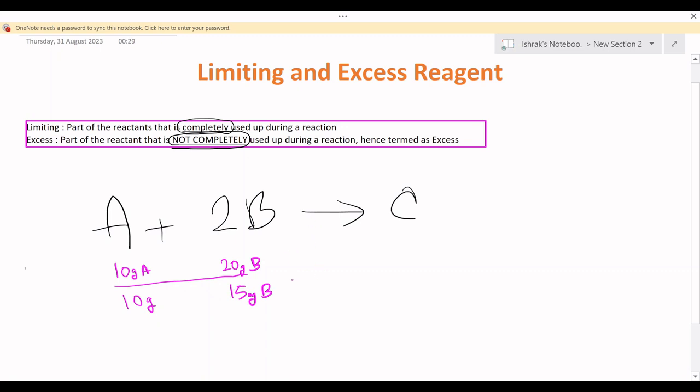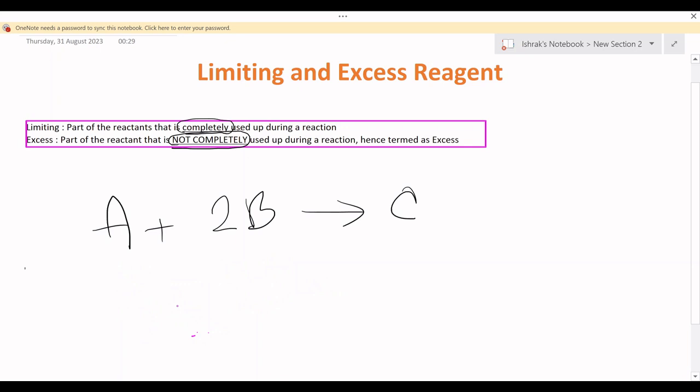Now, what do you think? Which one is the limiting reagent? As I've said, limiting reagent is something that is less than required. Now we know we need 20 grams, but look how much we have, 15 grams. So this becomes my limiting reagent. And anything besides the limiting reagent is all excess reagent, all right?